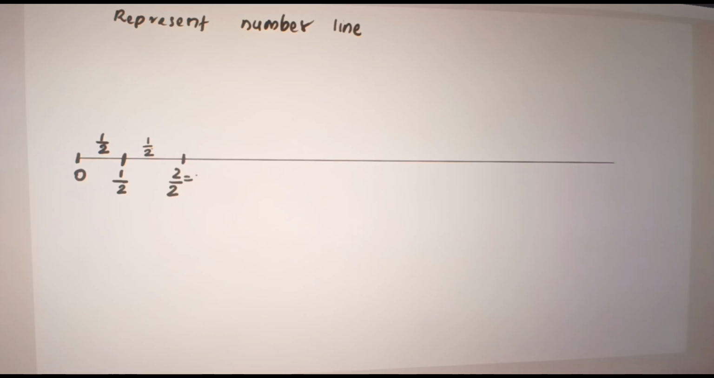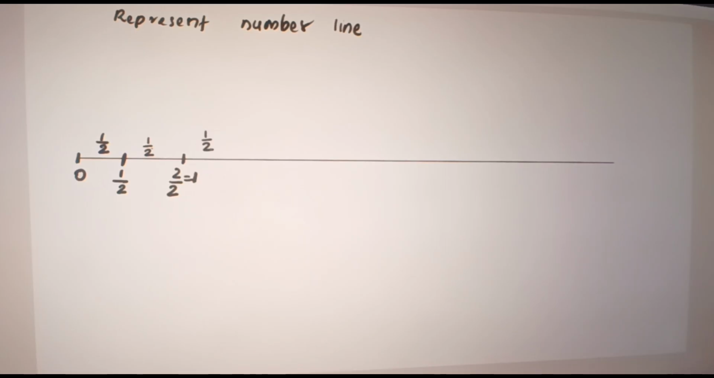Okay, so now we can represent the fractions on halves on this number line. Starting with 0, if you divide, this is a half. If you add another half, now it becomes 2 halves. 2 halves means 2 over 2, that is 1 whole.